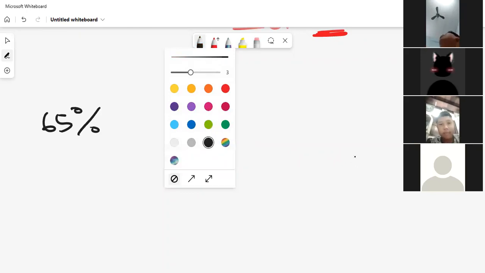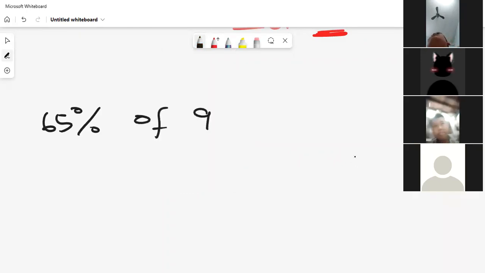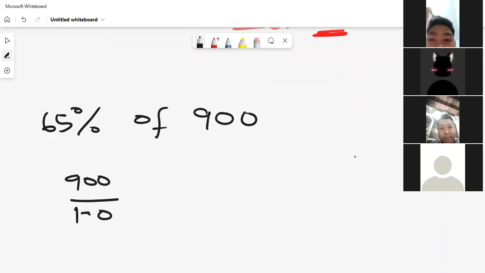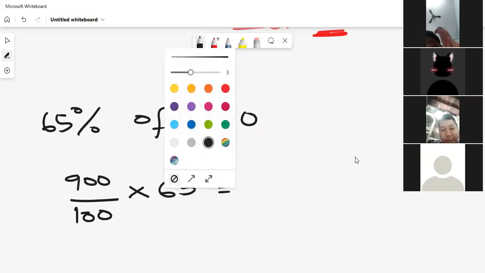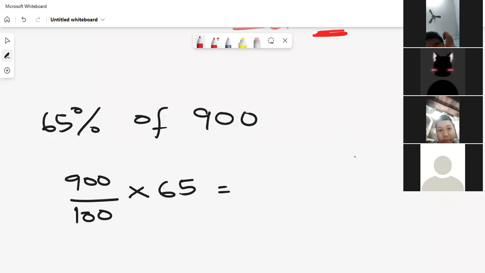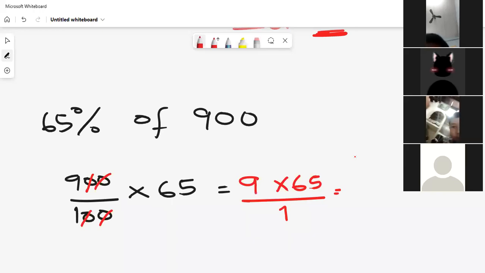What is 65% of 900? What should we do here? 900 over 100 times 65. What should we do next? Cut the 2 zeros in the numerator and denominator. So it will become 9 times 65 over 1. So what is the answer here?